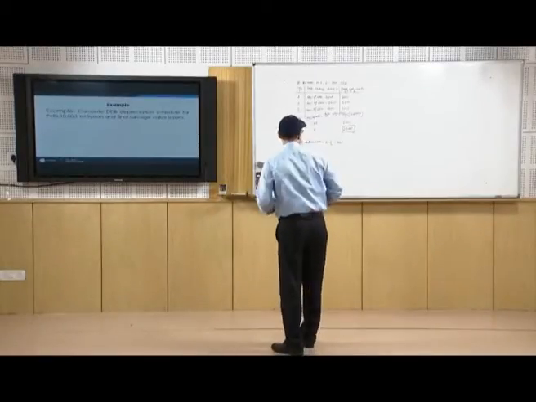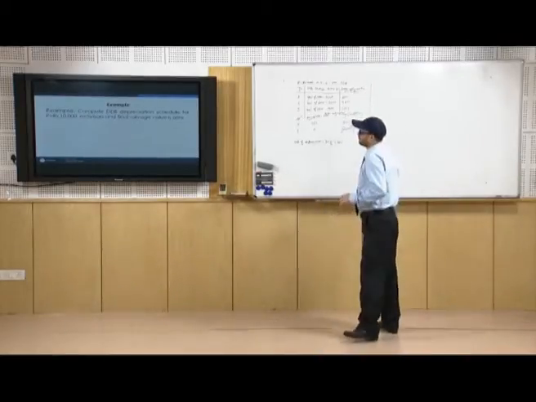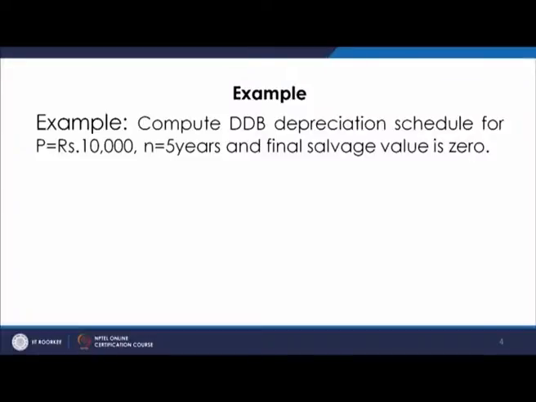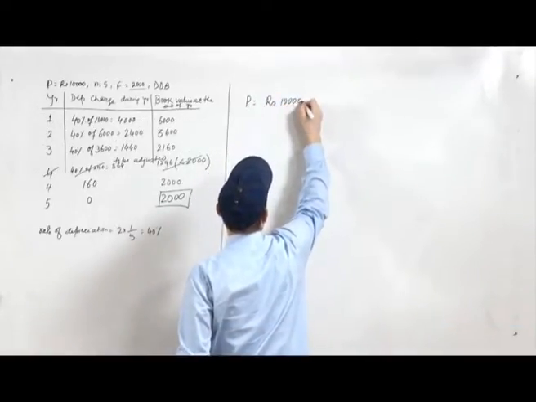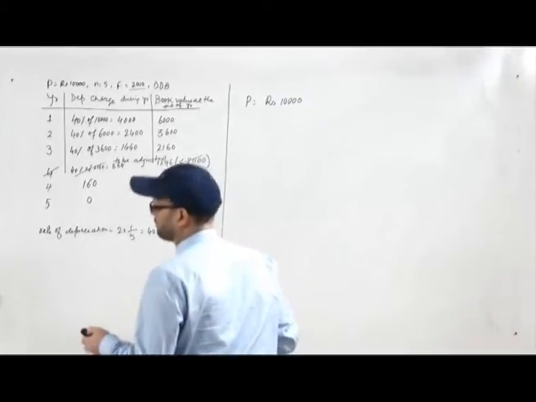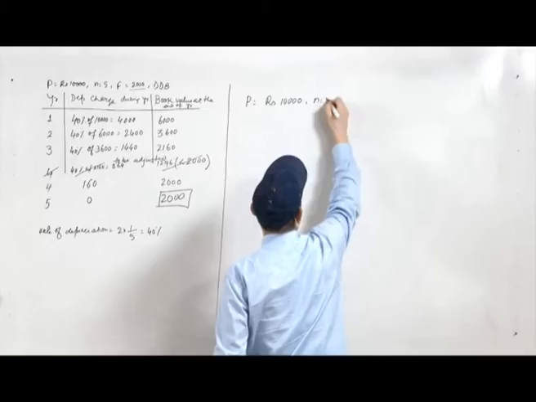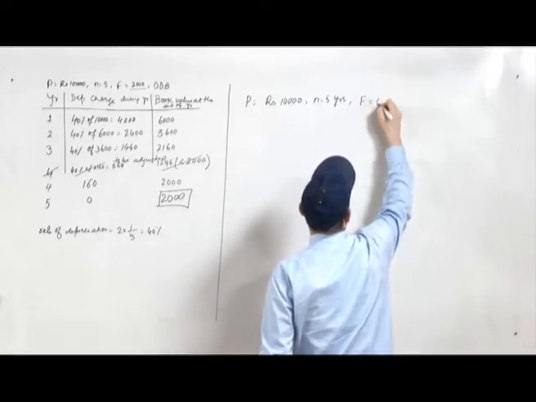Let us see an example where this is the example of switching. In that you have to use the DDB method of depreciation for P as rupees 10,000, you have N as 5 years and final salvage value is given as 0.